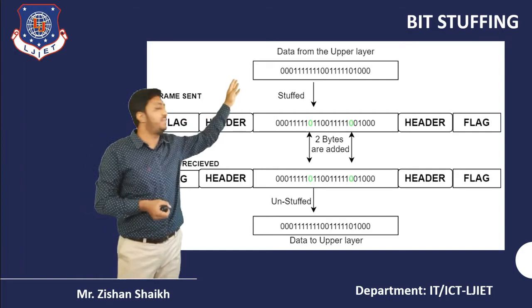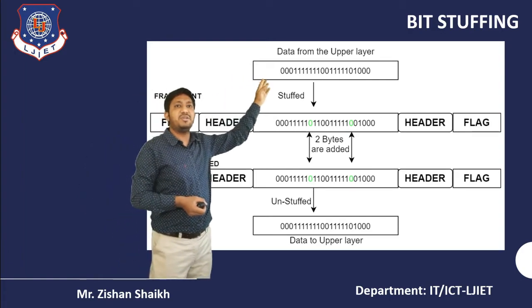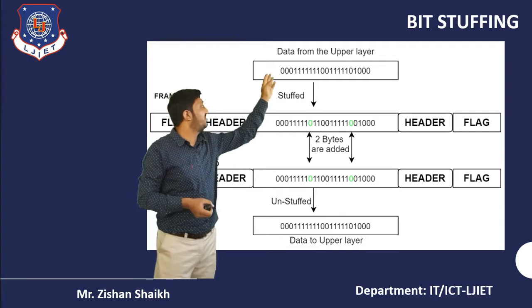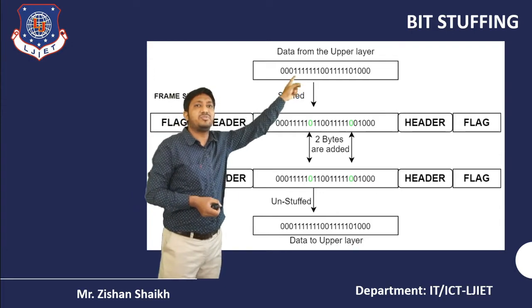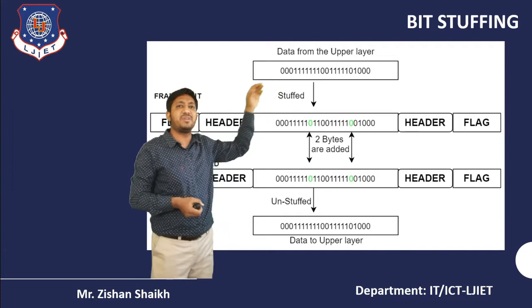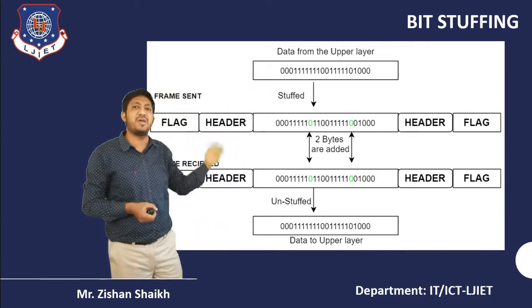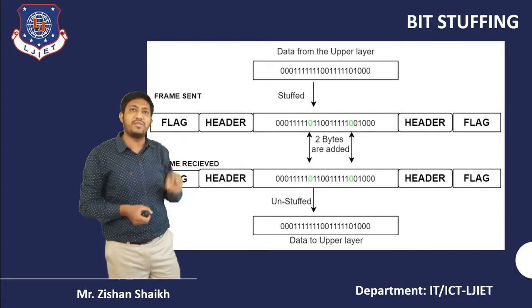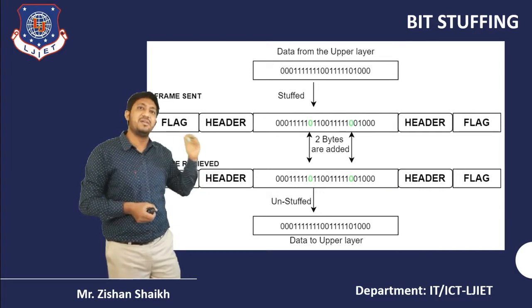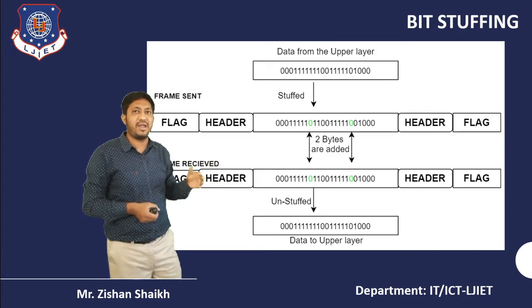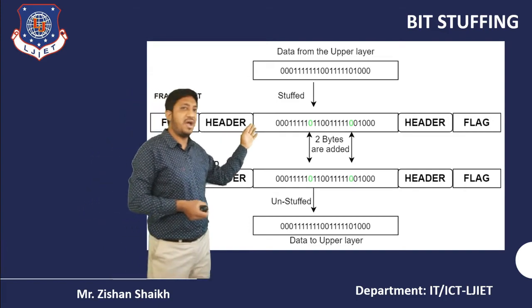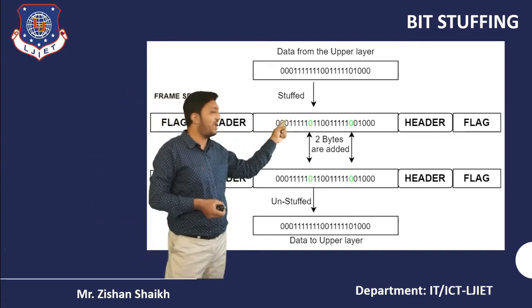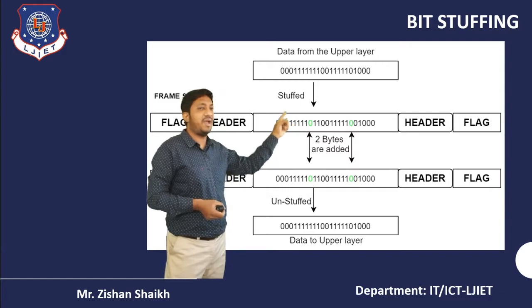In this example you can see that in our data, 3 times 0, then consecutive 6 times 1s are there. That will be confusing here. If more than 5 consecutive 1s appear, it can be considered as data as well as flag. So we add one extra 0 bit at the sender side, and at the receiver side we will remove that. At the sender side you can see that after consecutive 6 times 1 we are adding one extra 0 bit. This way we can maintain this type of data.